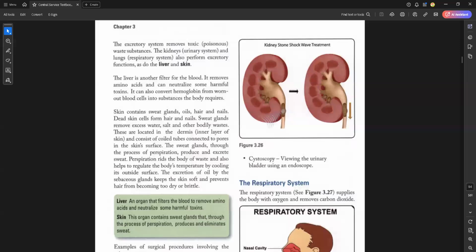Yes. Okay, you're over here. And the kidneys also play, well, of course, I said that already. The kidneys, the bladder, the urethra, etc. They all make sure that anything waste must come out. Skin contains, look at the paragraph I'm reading, let me call it the third paragraph. Skin contains sweat glands, oils, hair, and nails. Dead skin cells form hair and nails.